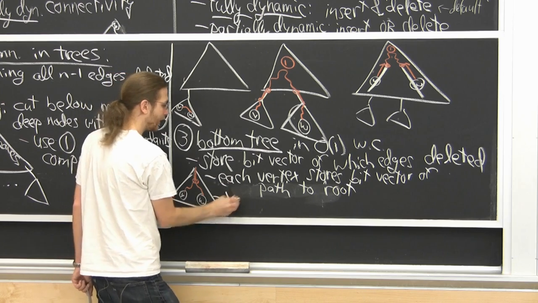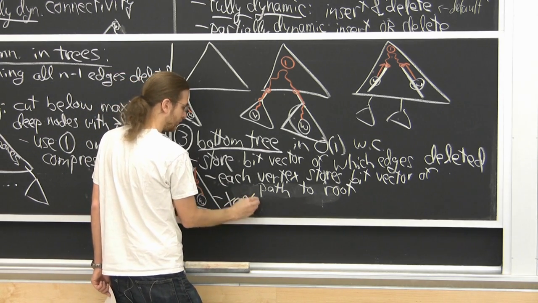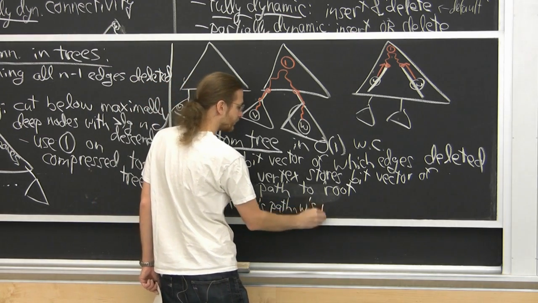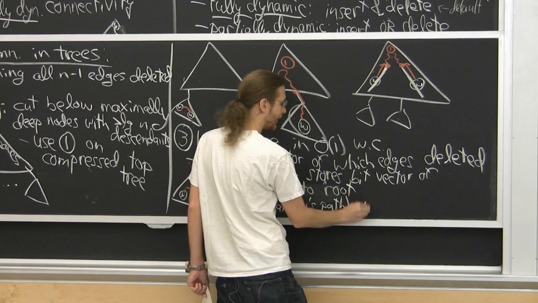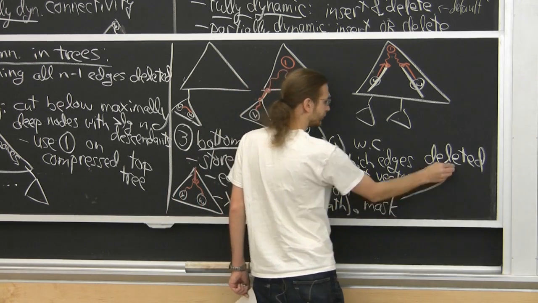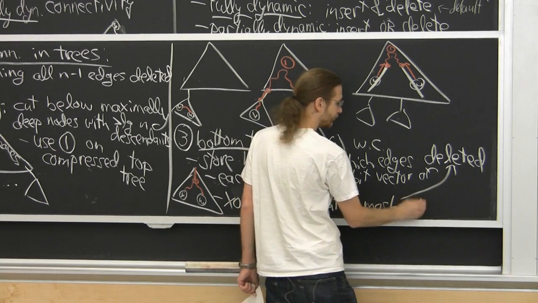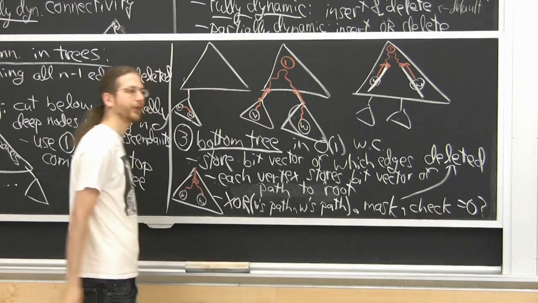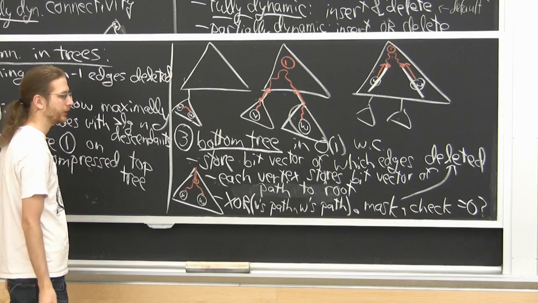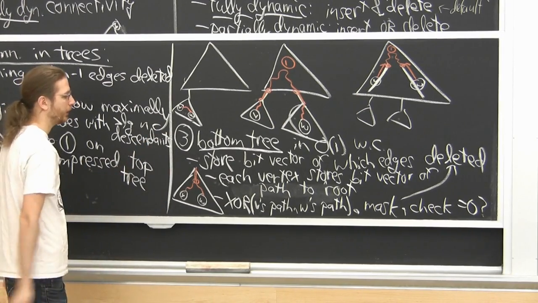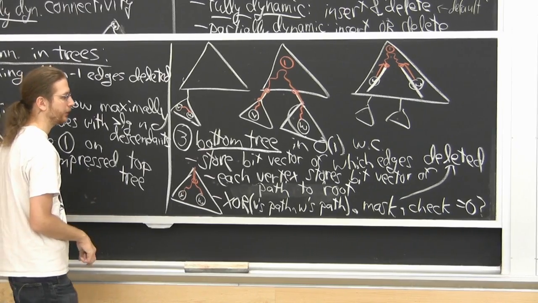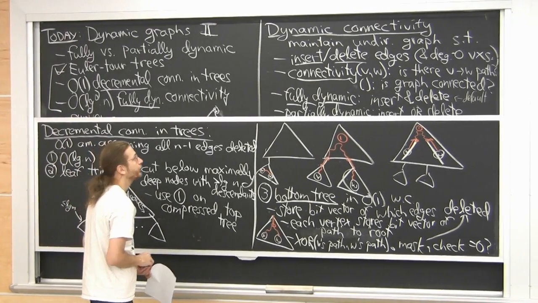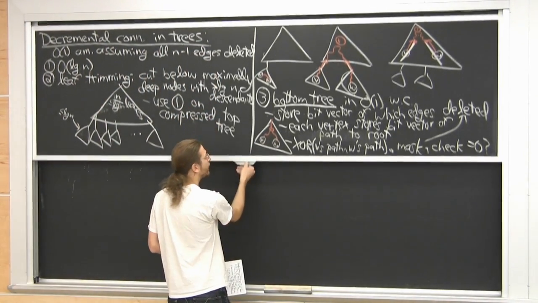So I take the XOR of v's path and w's path, and then I mask this thing which stores which edges were deleted, and then I check whether that word equals 0. If it equals 0, yes, I can get there. If it doesn't equal 0, I can't get there because some edge was deleted. Okay, so very easy because we can fit log n bits in a word. Okay, that's the bottom tree structure. Next, we need a path structure.